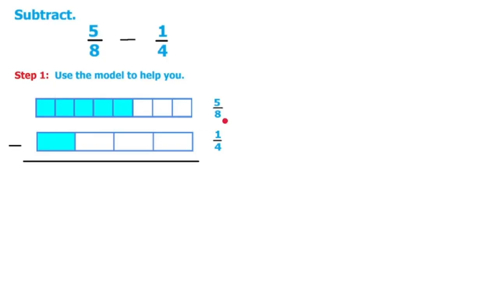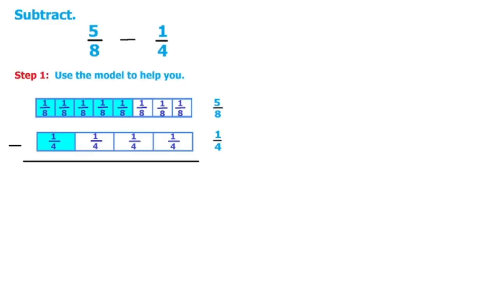We could see that this is the model representation of 5/8, because there's 8 equal parts and 5 are shaded in. And then this is the model representation of a quarter. There's 4 equal parts and 1 is shaded in. So here we have 1/8, 1/8, 1/8, 1/8. We could see there's 8 of them and 5 are shaded. Here we have 4 of them and 1 is shaded.